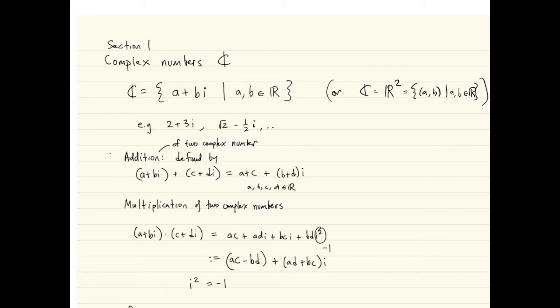Okay, let's talk about complex numbers, which form section 1 of Fraley. I'll assume that you've had some exposure to it before, so I'll go a little bit quickly. But if you haven't, please look up some YouTube videos on complex numbers.